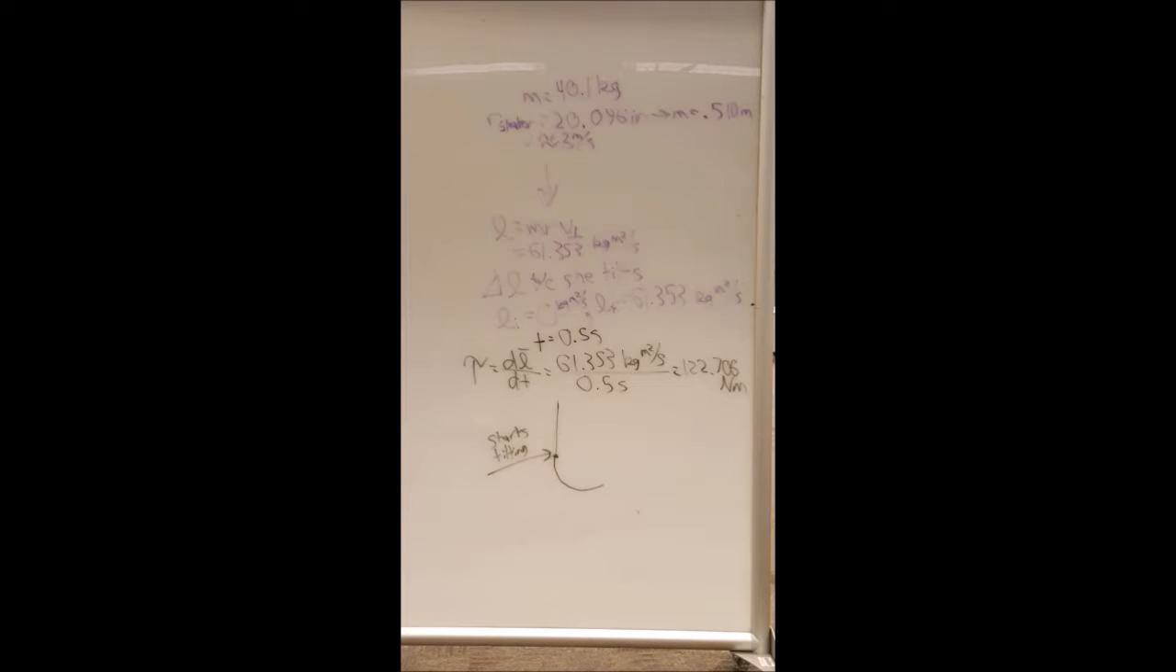Now, we guessed that the skater has a mass of about 90 pounds, which is roughly 40.1 kilograms. And we guessed that the skater's linear velocity is about 3 meters per second, again in the positive direction.